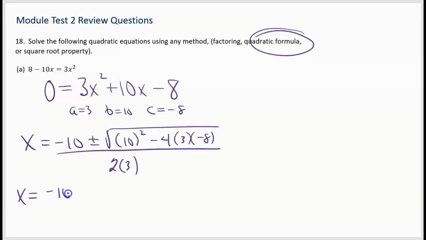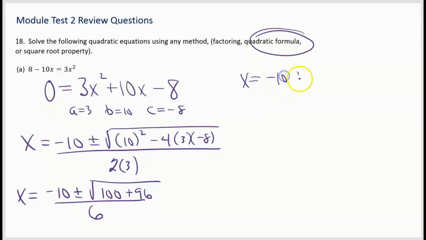So it gives me negative 10 plus or minus the square root of 100 when I square the 10. Then I multiply all this together. 4 times 3 is 12, and then 12 times 8 is 96. So that's plus 96 over 2 times 3 is 6. Continue simplifying. It gives me x is equal to negative 10 plus or minus the square root of 196 over 6. Now, sometimes these are perfect squares, sometimes they're not. You've got to be able to handle both situations.